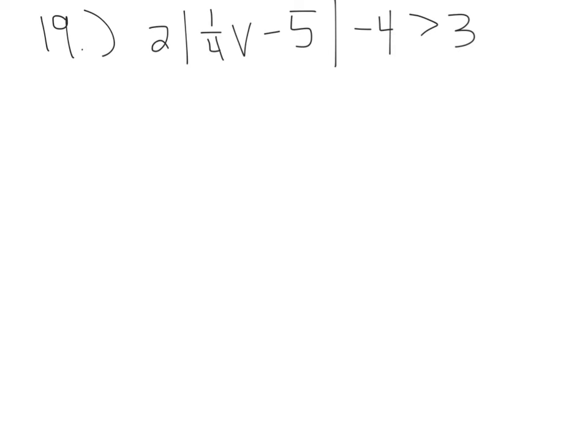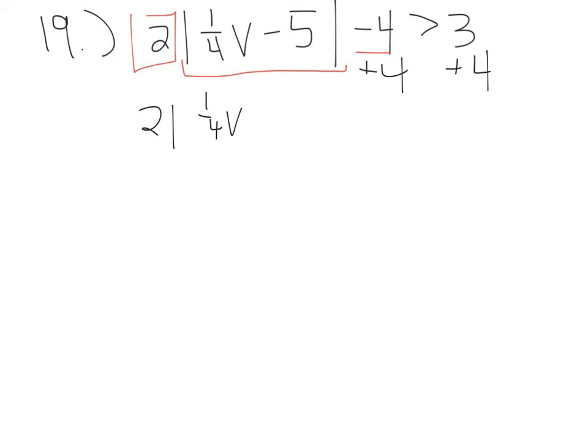Here's number 19 from tonight's homework. With number 19, as with all absolute value equations and inequalities, we need to get the absolute value bars alone. So to do this, I need to get rid of the multiplication of 2 and the subtraction of 4. When we solve, we work in reverse order of operations, so I'm going to actually add 4 to both sides first, to get 2 times the absolute value of 1/4 v minus 5 is greater than 7.